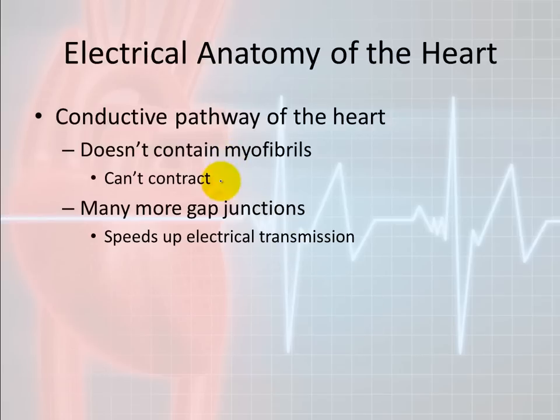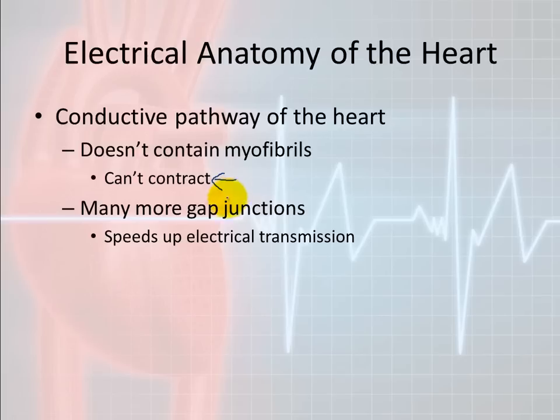Now, this is a good thing because these cells that don't contract are only the superconductive high-speed transmission cells. They are not designed to contract. They are designed to get the signal from point A to point B as quickly as possible.